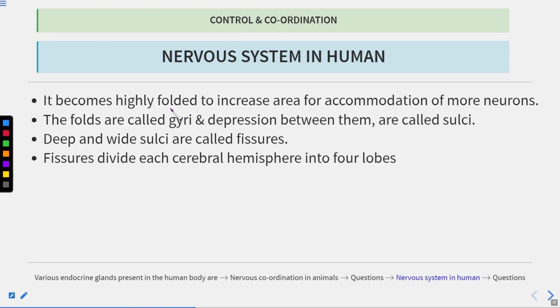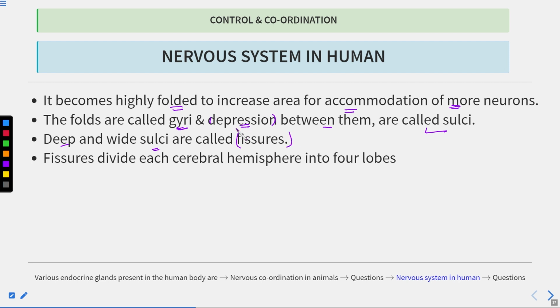Now it becomes highly folded to increase the area for accommodation of more neurons. So this area is quite folded so that more neurons can be accumulated, and more neurons means better control and coordination, as well as fast control and coordination. The folds are called gyri, and the depressions between them are known as the sulcus or the sulci. Now deep and wide sulci are called fissures.